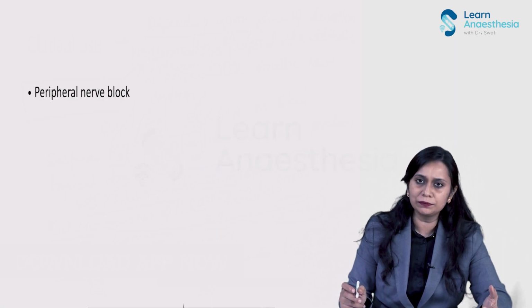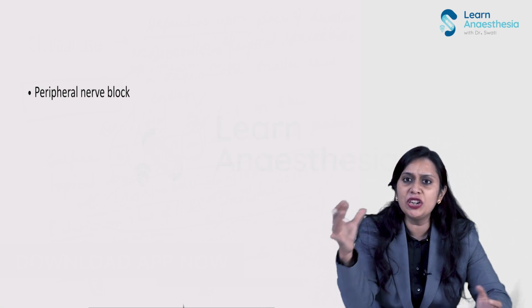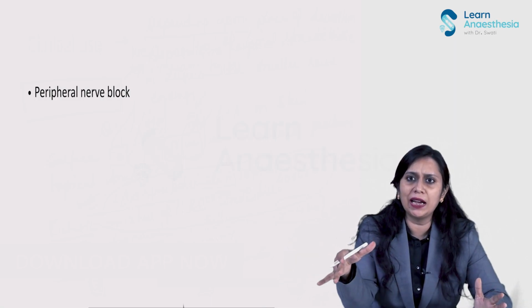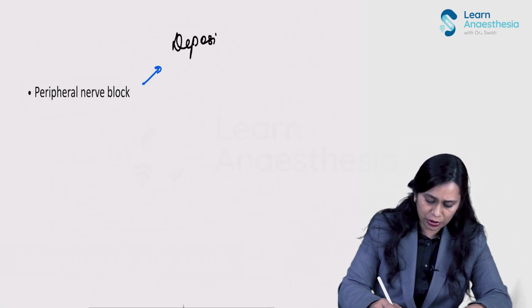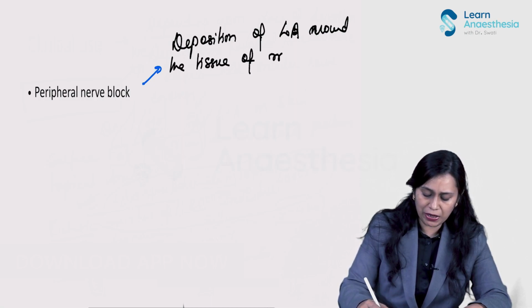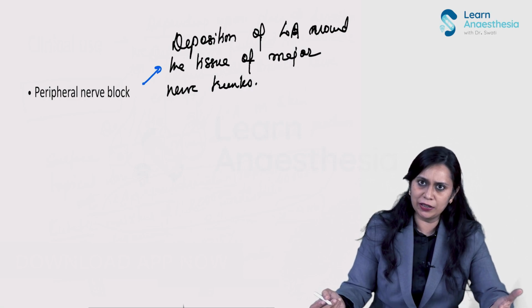Then peripheral nerve blocks. Here, local anesthetic is deposited around the tissues near major nerve trunks like brachial plexus or sciatic or femoral, and a wider area gets anesthetized. So, deposition of local anesthetic around the tissue of major nerve trunks. This is called peripheral nerve block. Example, brachial plexus, sciatic, etc.